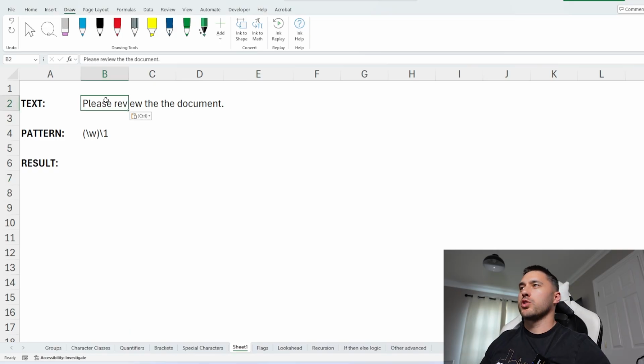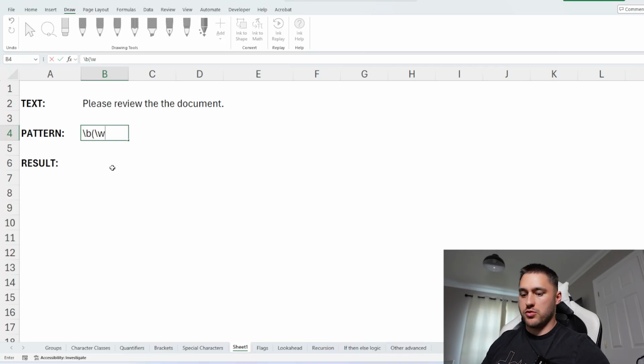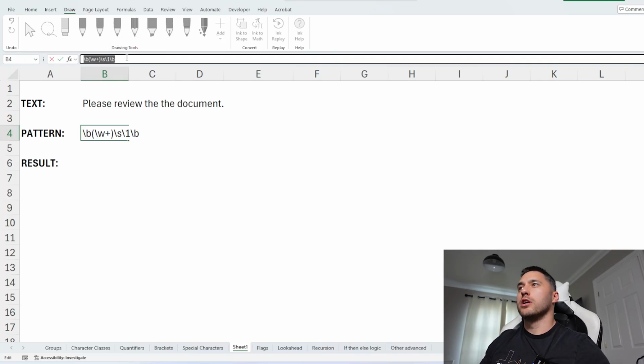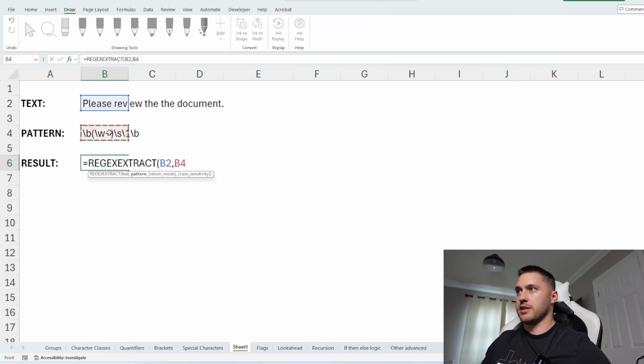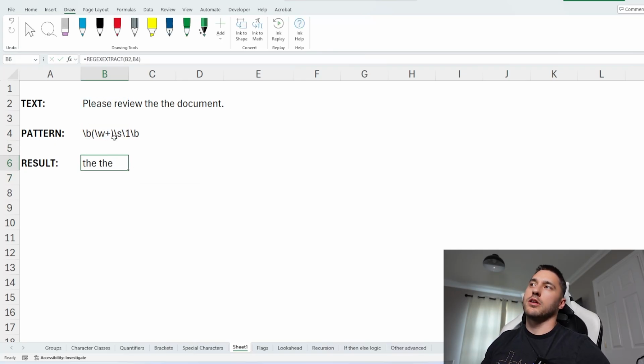Another quick example, we could also clean up things like this where we have a double word, so we have please review the the document. So let's say we want a word boundary, and then a capture group of some word characters, so \w plus, then some white space, then our first capture group, and then another word boundary. So we're looking for, the word boundaries are saying we want specific words, and that stops the issue of getting words within words, if that makes sense. So we're looking for a specific word, a space, and then that exact word again. Now let's say REGEXTRACT from here, this pattern, we get our double the.